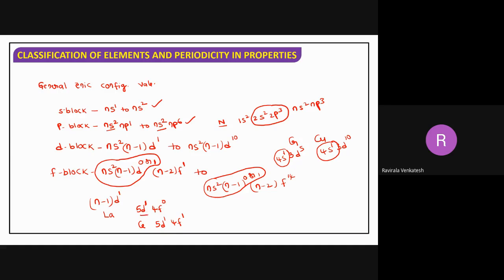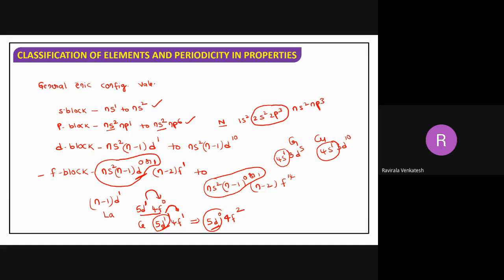Now what happens here? The energy difference between 5d and 4f is small. So that is the reason this electron may enter here. In that case, you are going to get 5d0, 4f2. Now you see, you got 5d0 and you got 5d1. That means the d orbital may have 0 configuration or may have 1 configuration. The reason is that one electron may enter the 4f orbital. If it enters the 4f orbital, we get (n minus 1) d0. If it does not enter, we get (n minus 1) d1. Whenever the energy difference is very small, an electron may shift from one orbital to another. That is the reason I have taken 0 or 1 here.